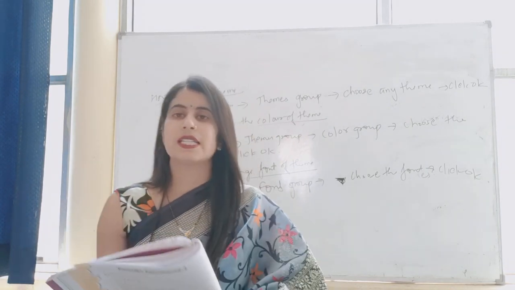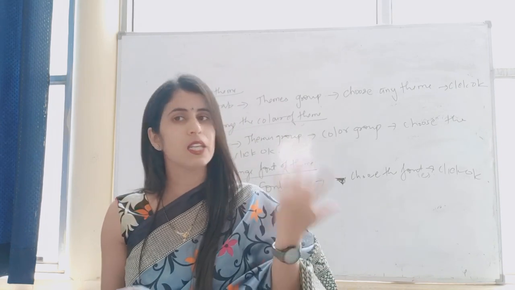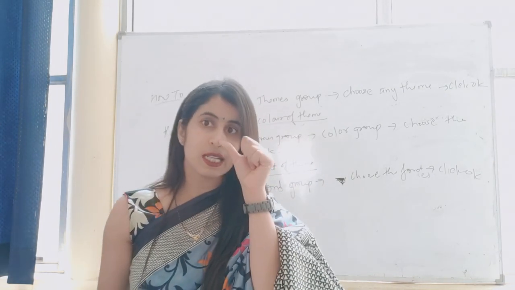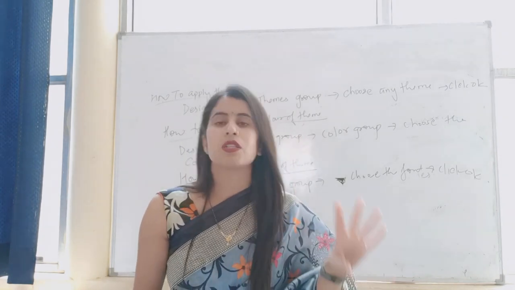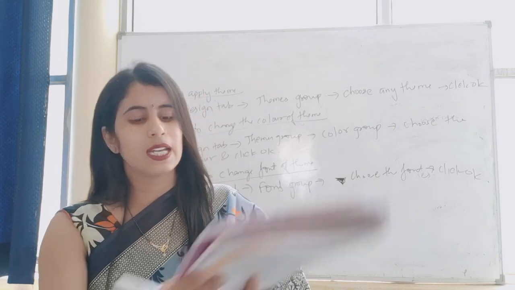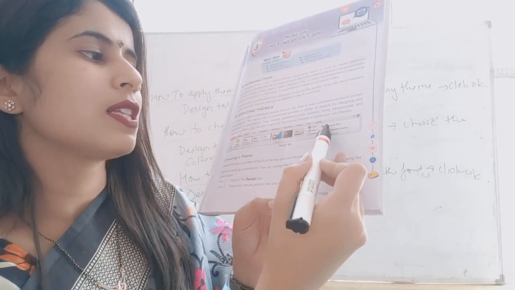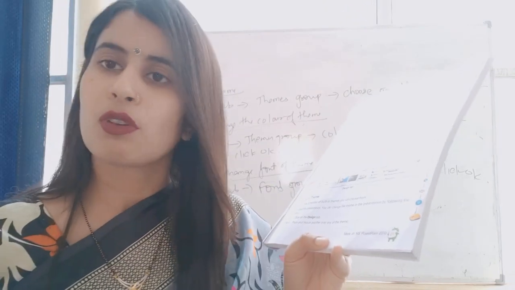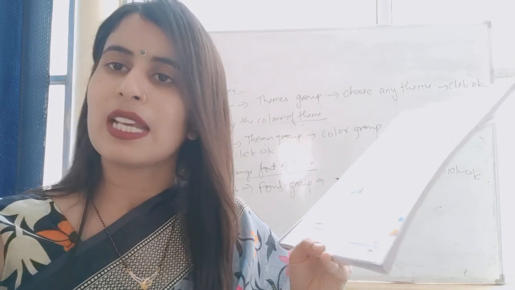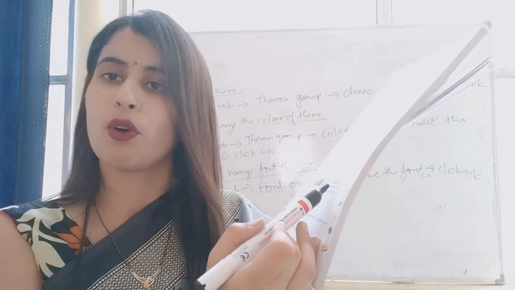The next one is how to change the background of the theme. Means easily you can change the background of the theme also. So how will you change it? For this, the same steps: you have to click on the design tab. When you click on the design tab, you will see here the effects, and here you will see the background styles. When you click on background styles, then easily you can change the background style after clicking on the drop down arrow of it.